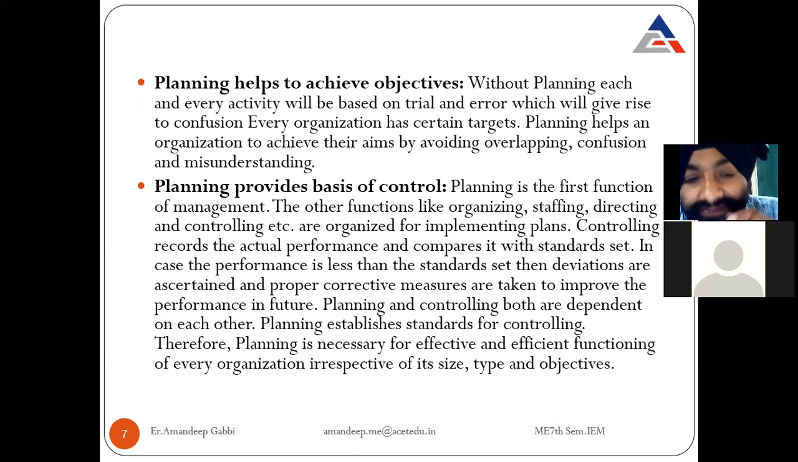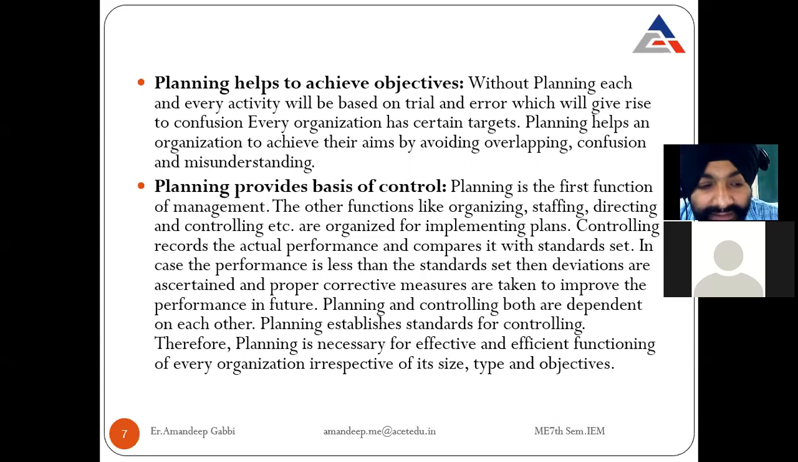Now, planning provides the basis for control. Planning is the first function of management. The other functions like organizing, staffing, directing, and controlling are organized for implementing plans. Controlling records the actual performance and compares it with the standard set. In case the performance is less than the standard set, the deviations are ascertained and proper corrective measures are taken to improve the performance in future. Once you have implemented some plan, there may be some deviation in that particular plan. That can be changed, and corrective measures can be taken again to improve the performance in that particular plan, right?